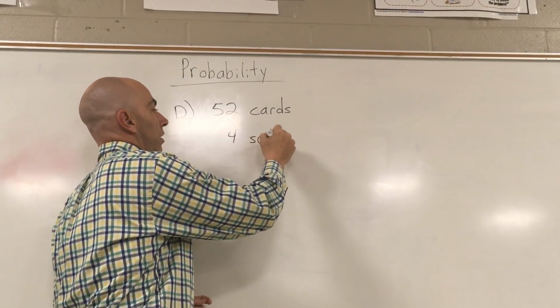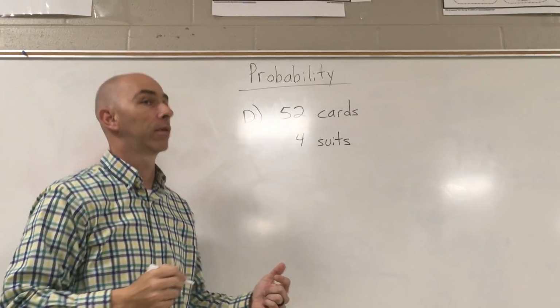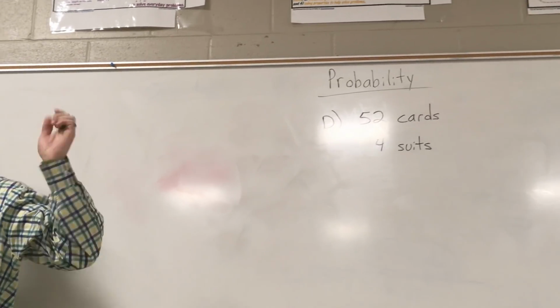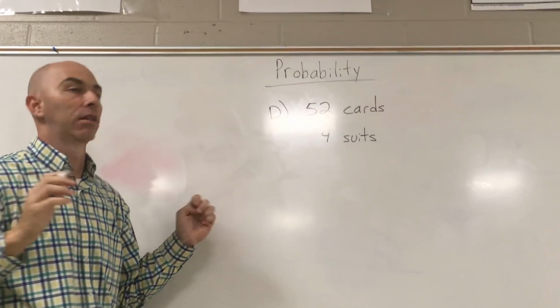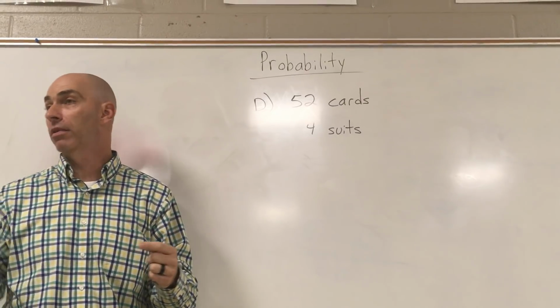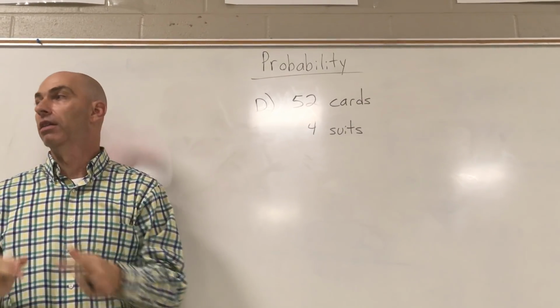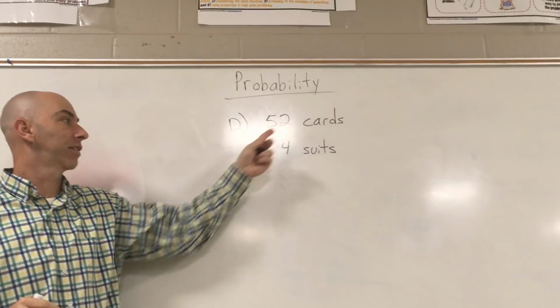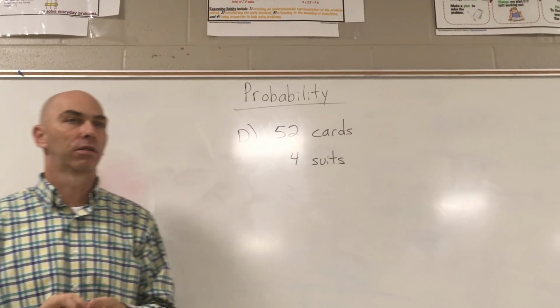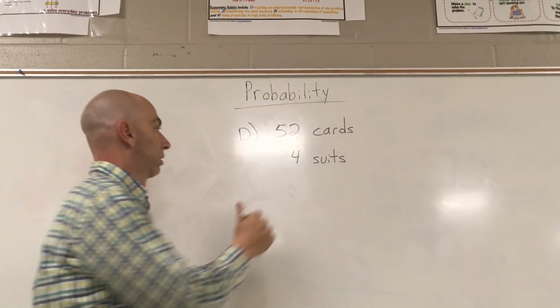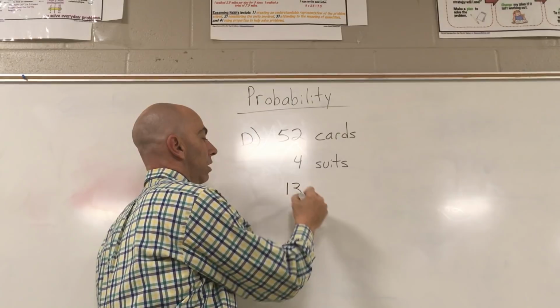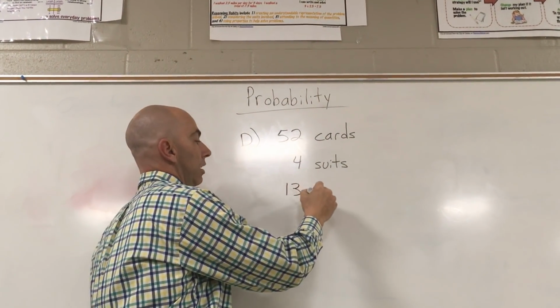So how many diamonds are there? Divide 52 by 4. I have a calculator. 13 of each. So 13 of each.